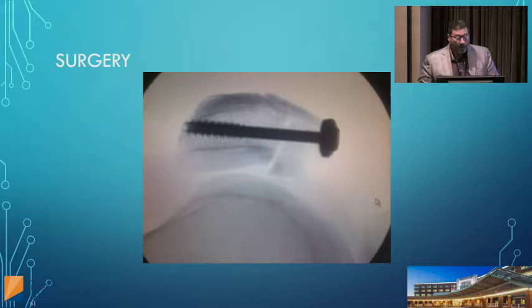I show this picture because here's a patella fracture that was fairly simple. It was transverse, and the patient did not want an open incision. So one of the surgeons she saw decided that they would do this percutaneously, which they did with these screws and washers. The problem is that there's a large articular step off, and this is going to be doomed to post-traumatic arthritis.